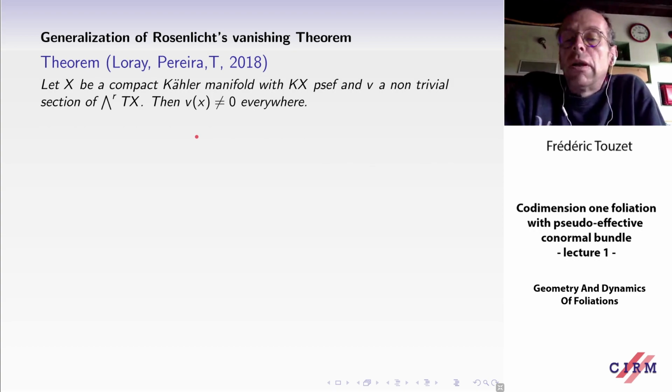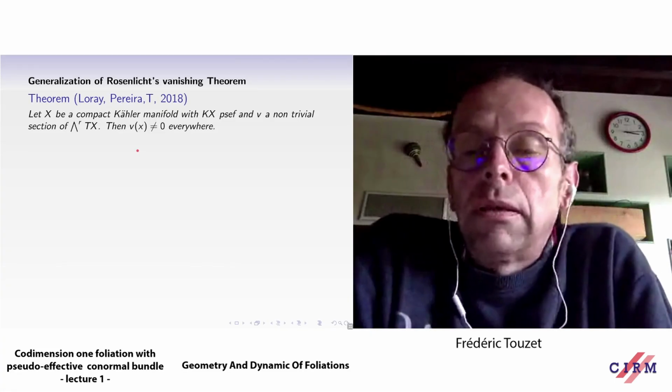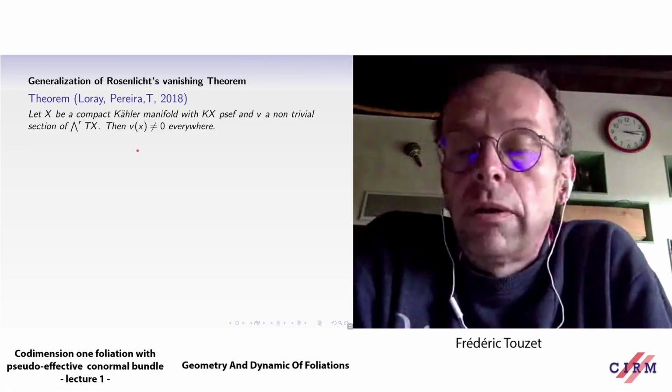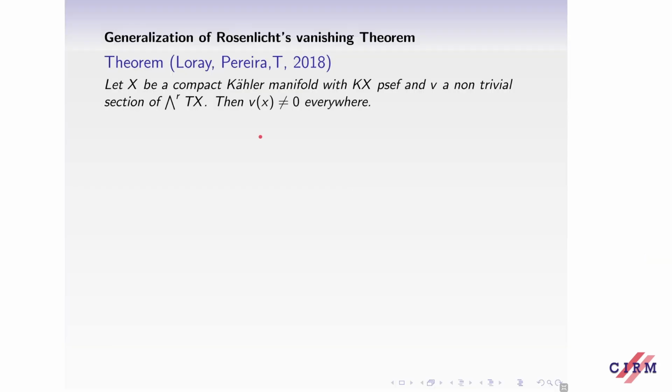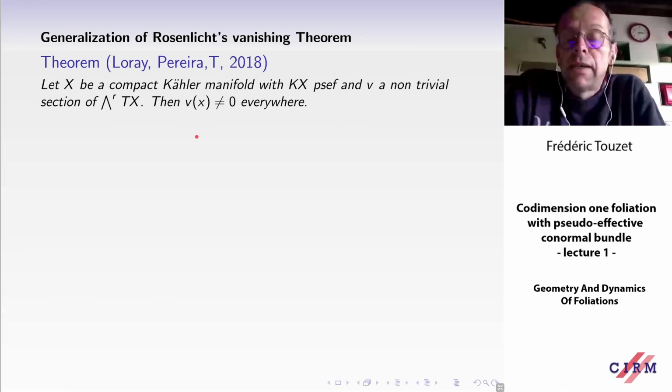Well, indeed, it was available from 2011, but it was published in 2018. So consider compact Kähler manifolds with pseudo-effective canonical bundle, and consider a non-trivial contravariant tensor field, that is, a non-trivial section V of the antisymmetric power of the tangent bundle. Then the fact that the canonical bundle is pseudo-effective implies that V is nowhere vanishing.